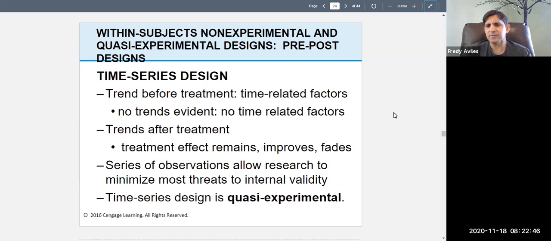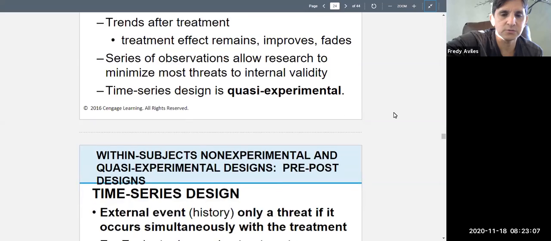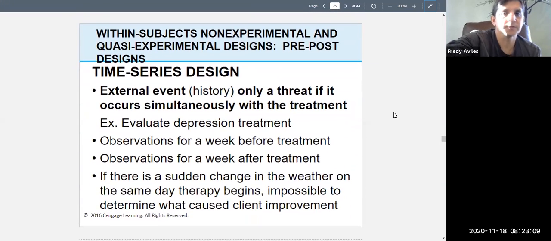So you can see if there's something happening before treatment, right? You can see the pattern and you can see the pattern after treatment. You can see if there might be something else that's actually causing the effect other than the treatment or other than the event that happened. The time series design is called quasi-experimental because it does make some attempts to minimize the threats to internal validity. You're not just comparing groups, you're actually doing something else that's more useful.